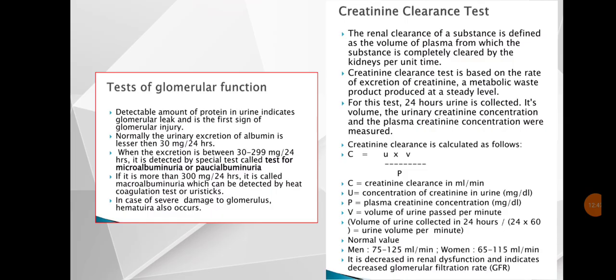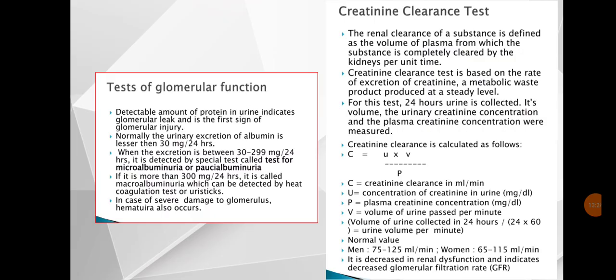Normally in urinary excretion, we have albumin less than 30 mg per 24 hours. In some cases, the albumin excretion is more than 30 to 99 mg. It is detected as microalbuminuria. We call this microalbuminuria or paucialbuminuria. It means an excess amount of proteinaceous albumin is in the urine, so it indicates the glomerular function is affected.